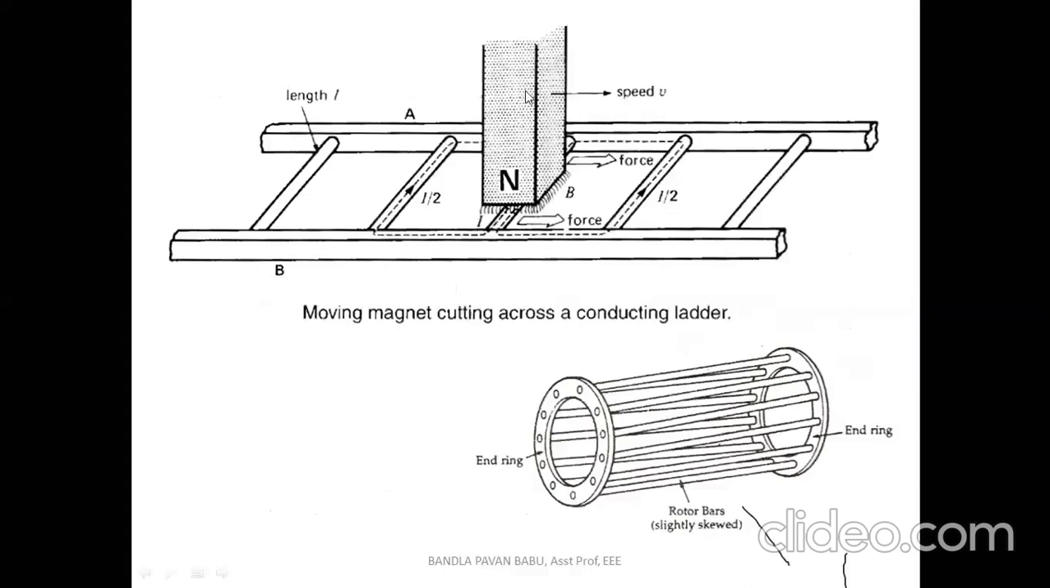The only comparison is that here we are using a permanent magnet, but in the case of the machine, the stator is considered as an electromagnet. So here the magnetic field is fixed, there it can be variable, and they produce a rotating magnetic field. Just for our analysis purpose only, we are using this ladder concept: a moving magnet cutting across a conducting ladder.